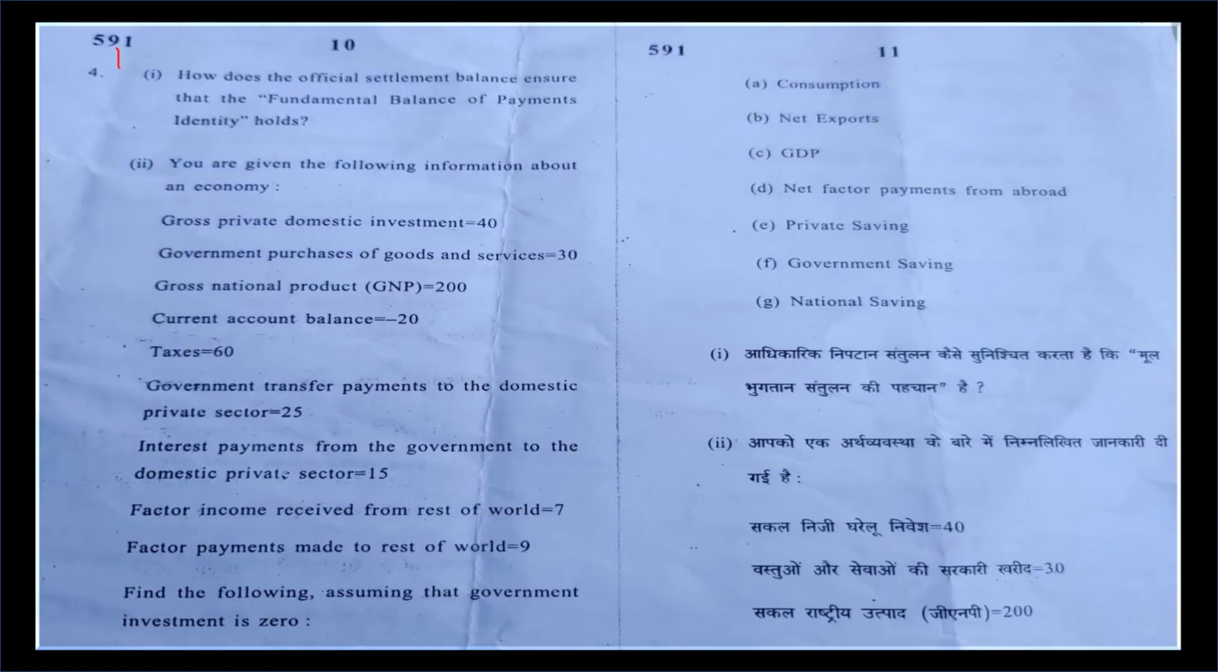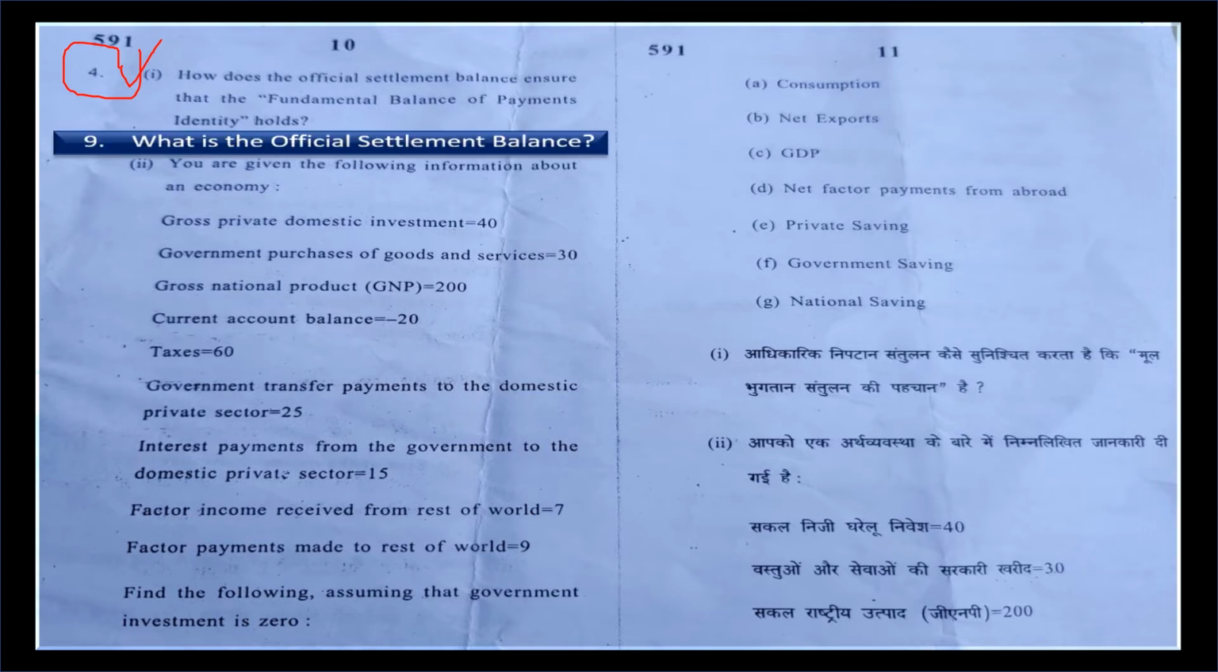Question number 4. Here part 1 asks how the official settlement balance ensures that the fundamental balance of payments identity holds. When you see my sample questions, unit 1, I gave question number 9 on what is the official settlement balance. And that exactly came in the exam: official settlement balance and its context with the balance of payments.